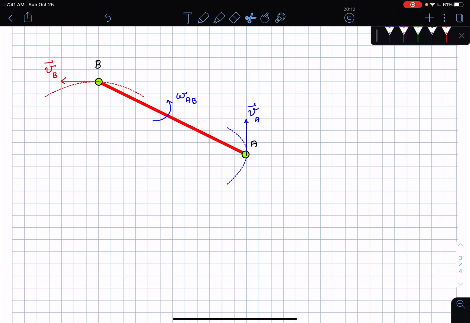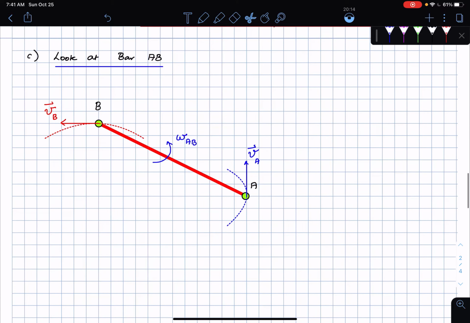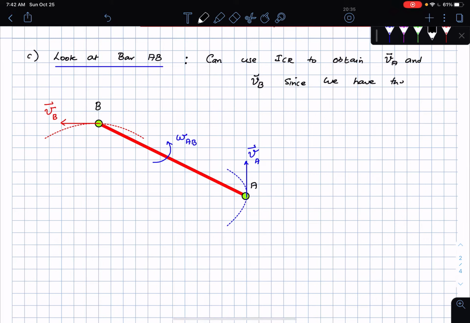Now, instantaneous center of rotation, so here is where I use the ICR method. We can use the ICR to obtain the velocity of A and the velocity of B, since we have the angular velocity omega AB and the direction of the velocities, direction of VA and VB. So that's why I can use the ICR method here.